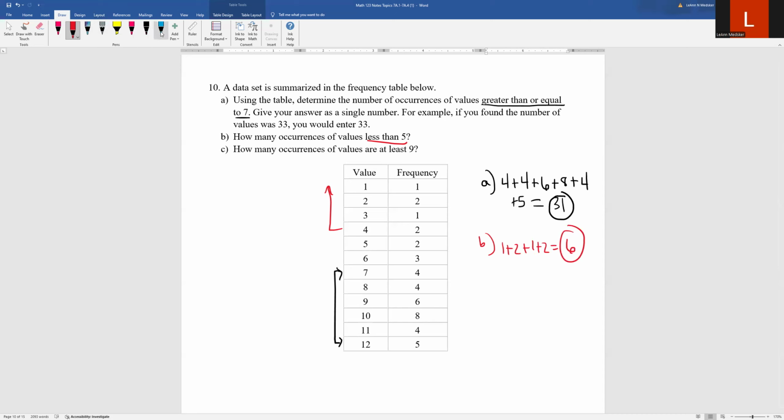Okay. And then the final one, how many occurrences are at least 9? So at least means you are including the 9. And at least also means you're going bigger. Because if I say I have at least $9 in my pocket, I have $9 in my pocket or more. Not less. So at least 9, that would be from 9 to 12, because that's as far as our table goes. So we add those frequencies. So 6 plus 8 plus 4 plus 5, that's 10 plus 13, so that is 23 items.